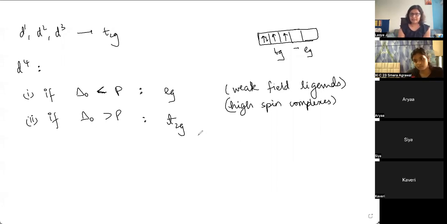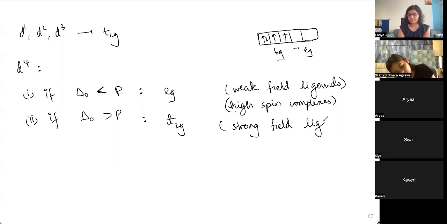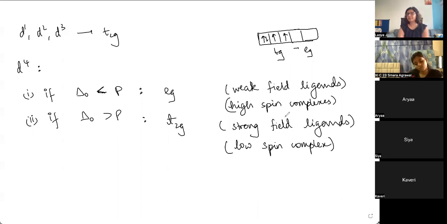And if pairing takes place, this will happen in the case of strong field ligands, and you will end up with low spin complexes, because maximum have paired, so the spins basically cancel themselves out. Lower number of unpaired electrons, so the chances are you'll end up with diamagnetic compounds or compounds with a lower magnetic moment in this case.